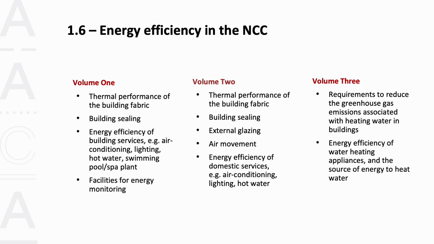Both Volume 1 and 2 contain performance requirements that focus on the performance of the building fabric, which means the extent to which the building fabric allows for heat flows in and out of the building. The energy efficiency of the key fixed building services such as air conditioning systems, lighting and hot water generation. Volume 1 also includes requirements for the energy efficiency of swimming pool or spa plant and provision to allow for monitoring of energy use. Volume 2 includes requirements for adequate sealing of the building envelope, and these inclusions reflect the key concepts and approaches discussed earlier in the module as making a difference to building energy efficiency.